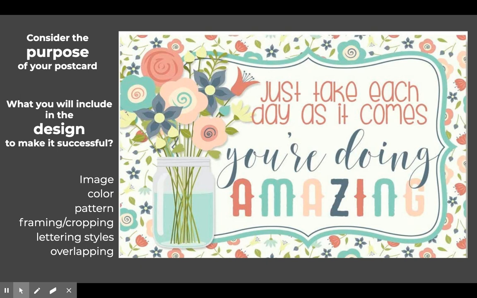The lettering styles too, if you're going to incorporate words, don't rely on just your regular handwriting. Think about how you can mix it up to look interesting. And then overlapping, showing one part of the artwork in front of the other, adds interest.